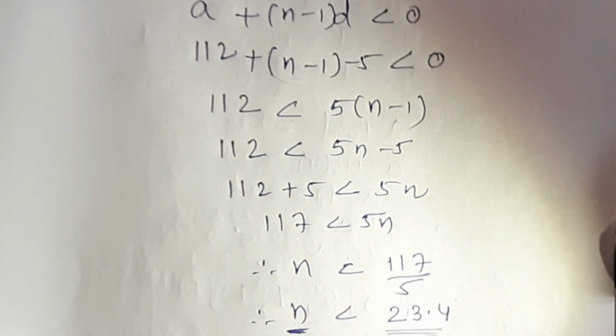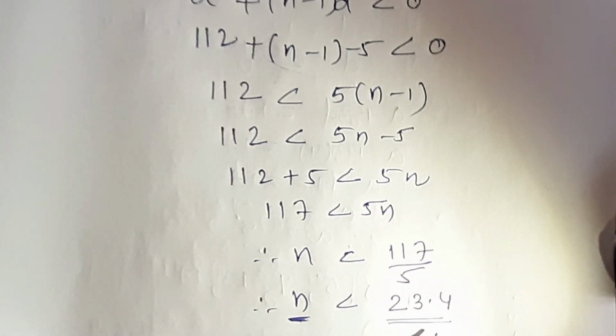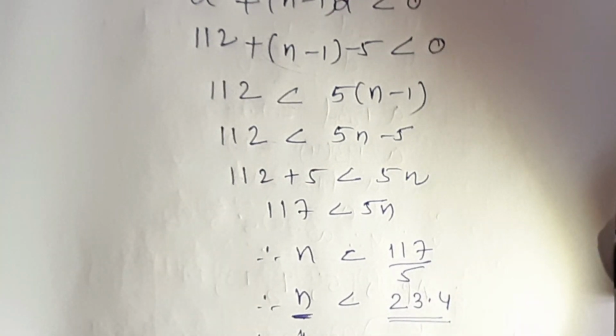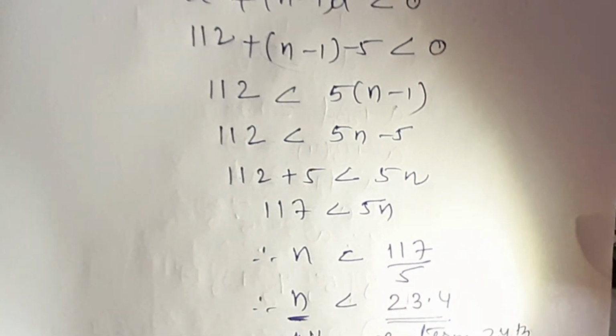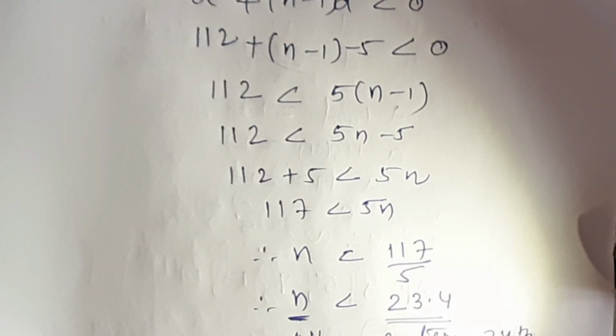So up to the 23rd term, it will be positive. The next term, 24th, will be the first negative term. Therefore, the first negative term is the 24th term. So in this way we can find the 24th term.